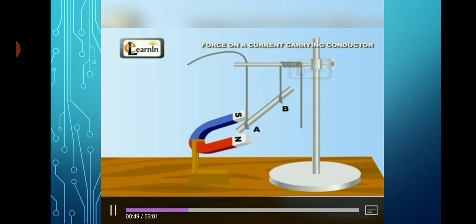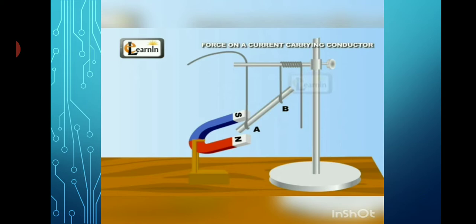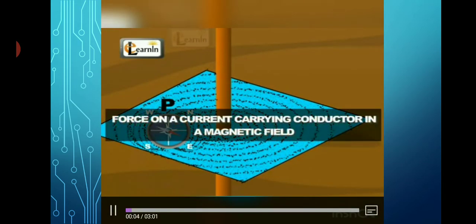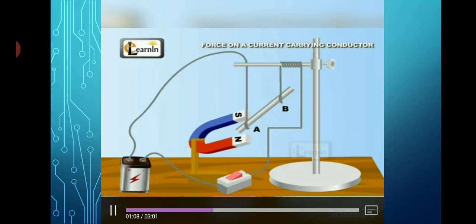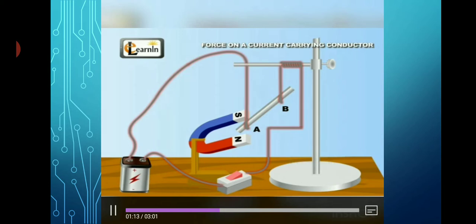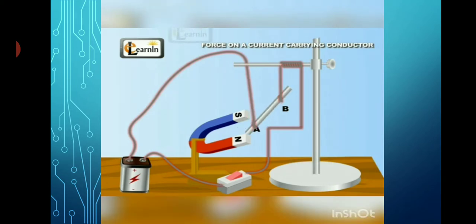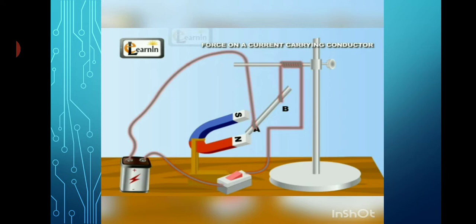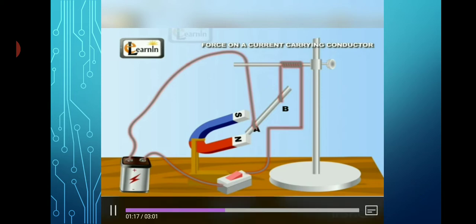Now connect the aluminium rod in series with a battery and a key. Pass the current through the aluminium rod from end B to end A. Observe it. What do you observe? It is observed that the rod is displaced towards the left. You will notice that the rod gets displaced towards the left side.